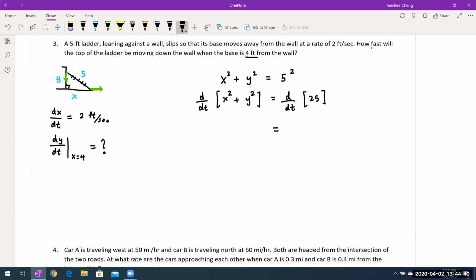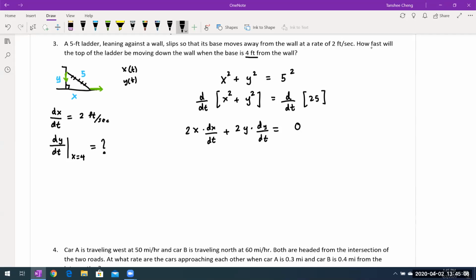So this will give me my right-hand side as 0. And on my left-hand side, taking the derivative of x squared, remember, x is a function of time and y is a function of time that we are talking about. So I need to use the chain rule right here. This will become 2x times dx/dt plus 2y times dy/dt.